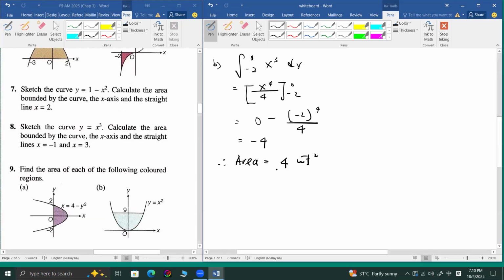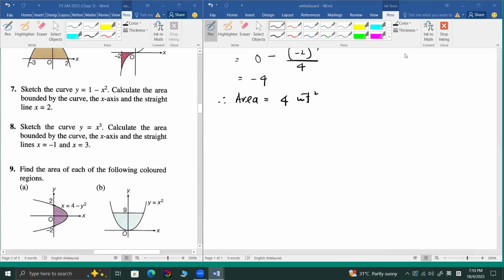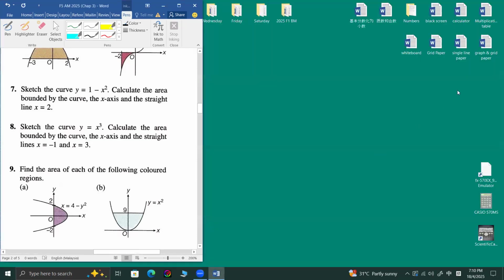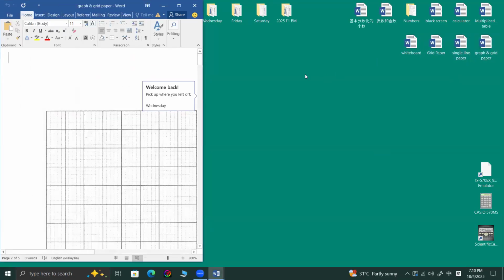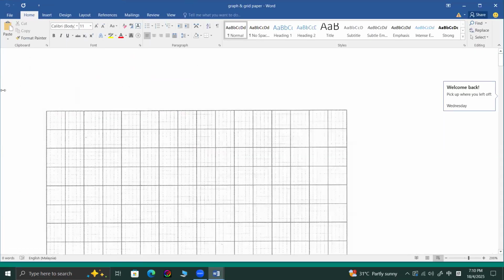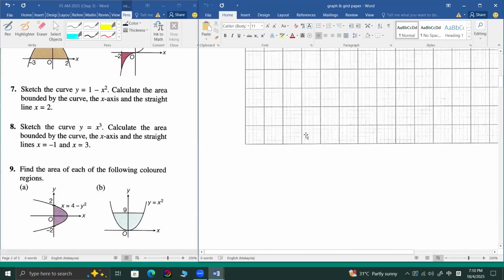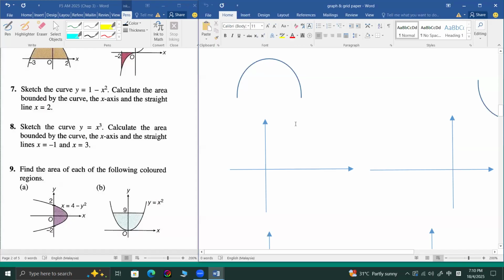Question 7. They're asked to sketch the curve, and after that, calculate the area. So to sketch the graph like that, class, can you see the 1 minus x squared? This one I have learned before, right? So remember? Okay, you sketch like this. See how I do?